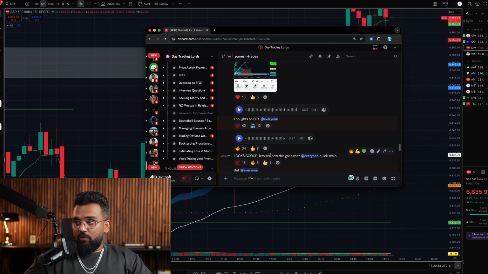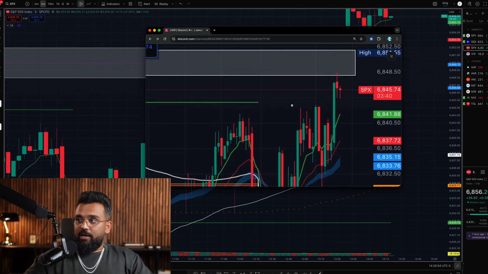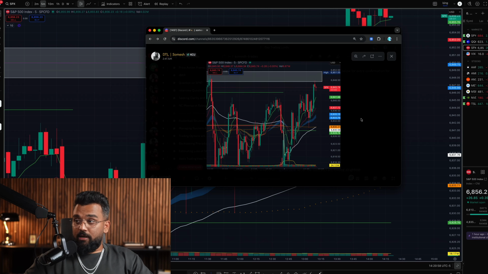Then I sent another one. I'm like, looks good. Let's see how this goes. Quick scalp. But this is what's happening, and this is what's happening right now on the chart. 5-minute chart. As I said, I'm on a 5-minute chart, even though I should be on a 10-minute chart, but I'm watching the 5-minute chart.